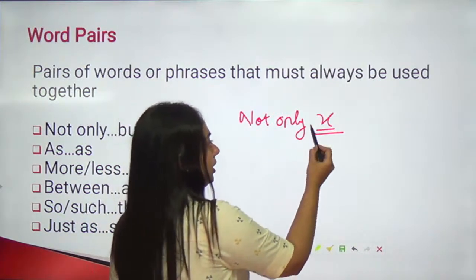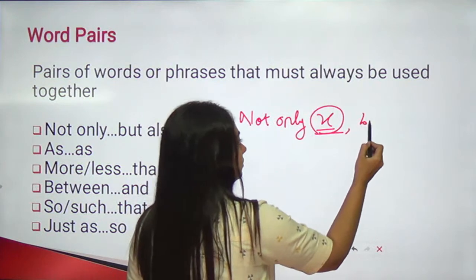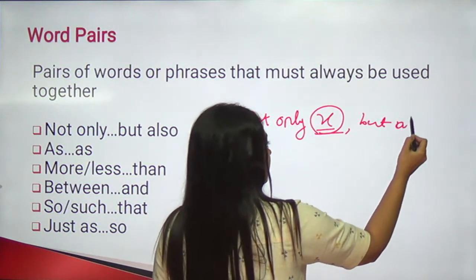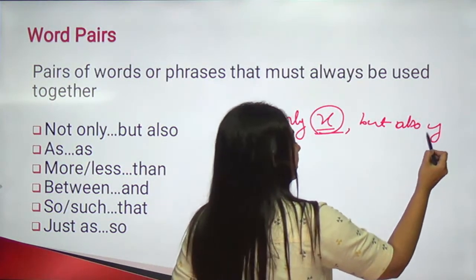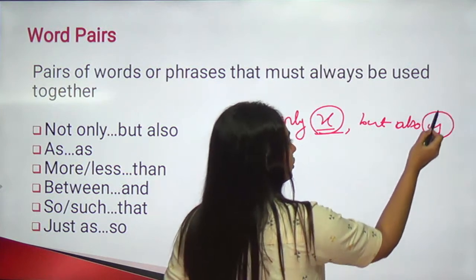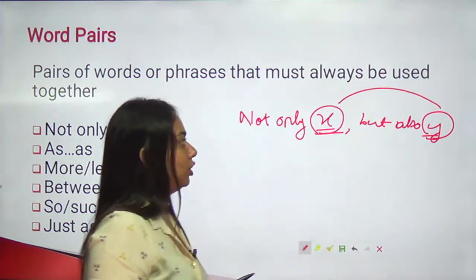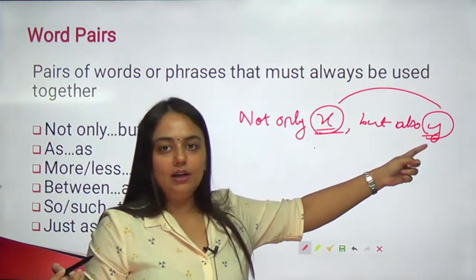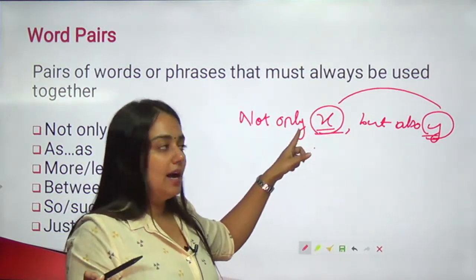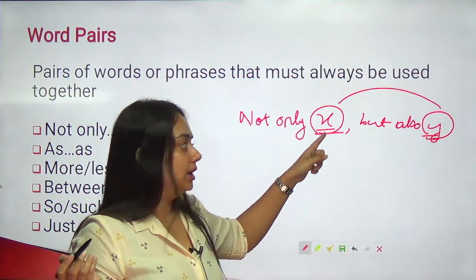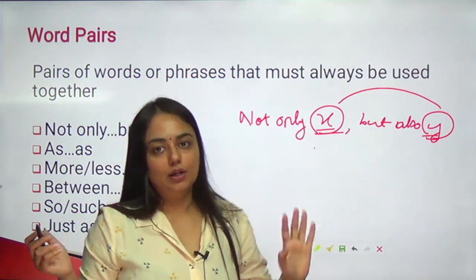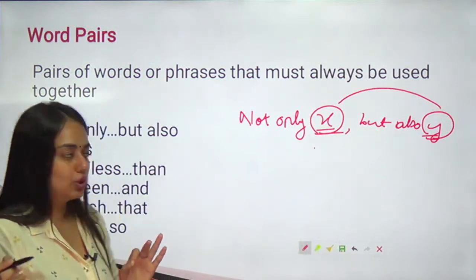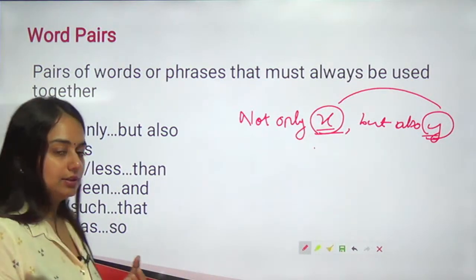So whatever you are comparing this X to, you should write the Y immediately after "but also." You are comparing two things: not only this but also that. So this X and Y, you are comparing these two things. X will come after "not only," Y will come immediately after "but also." Just make sure that there is this structure and your sentence will be correct.